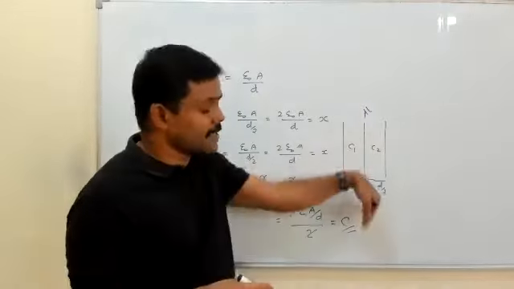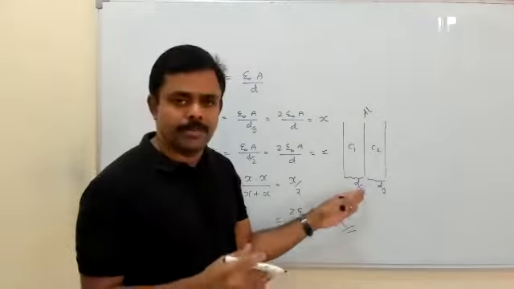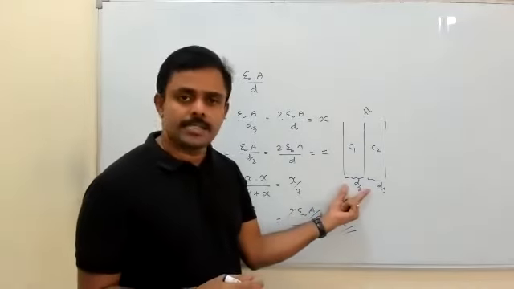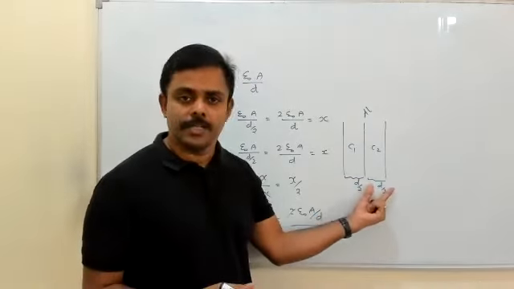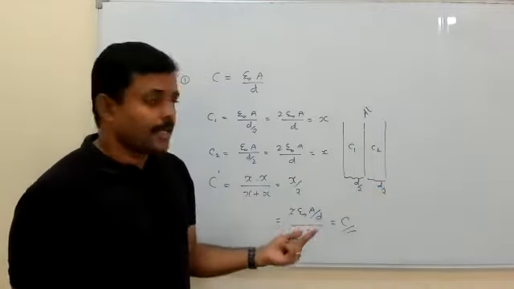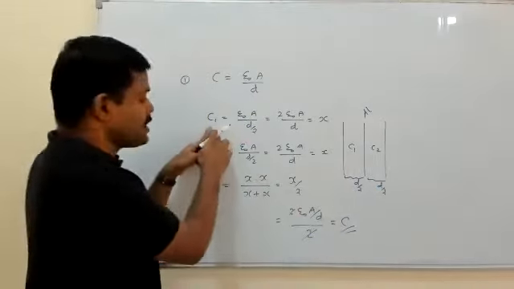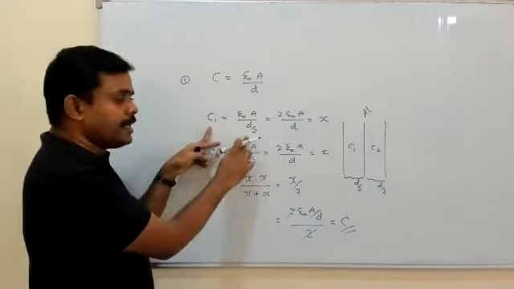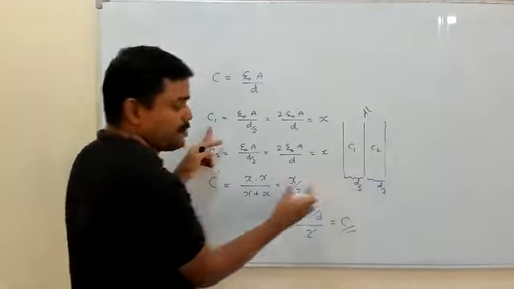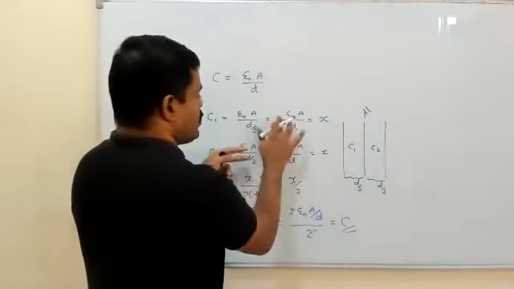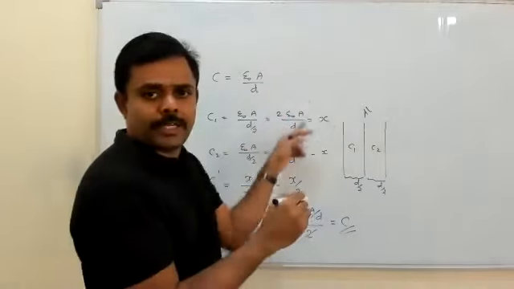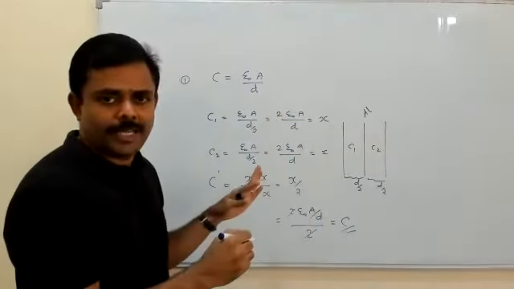An aluminium foil, a thin aluminium foil, is placed inside the plates, in between the plates. This spacing is D by 2, and this spacing is also D by 2. Then I'm finding this capacitance first. C1 is equal to epsilon 0 A by D by 2. The 2 goes to the numerator: 2 epsilon 0 A by D. I call this X.